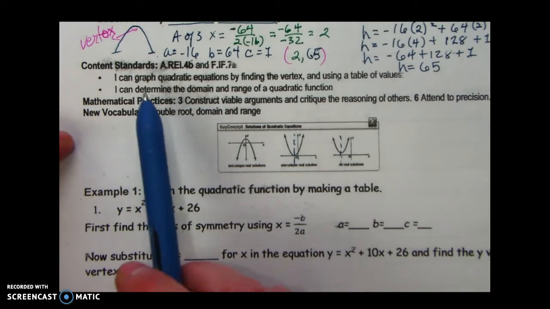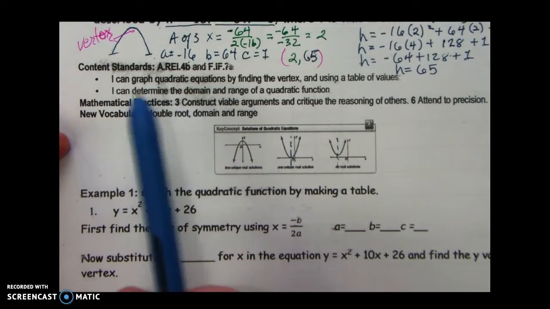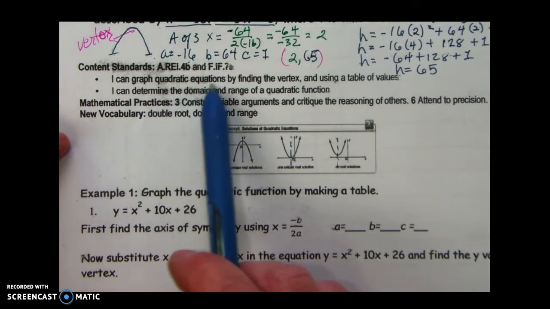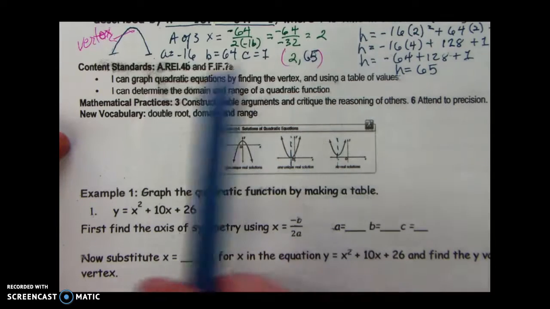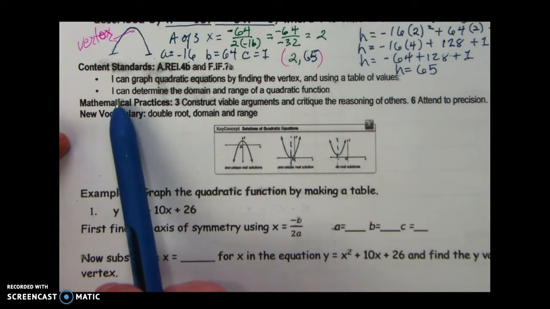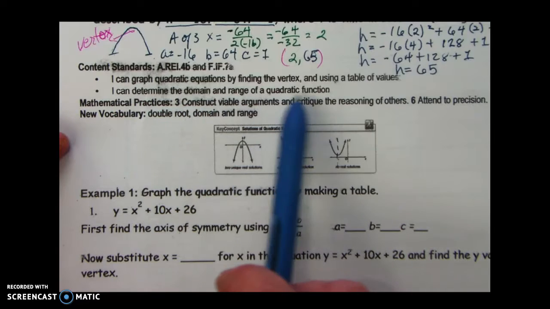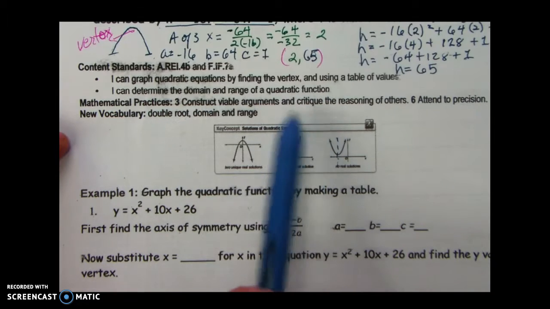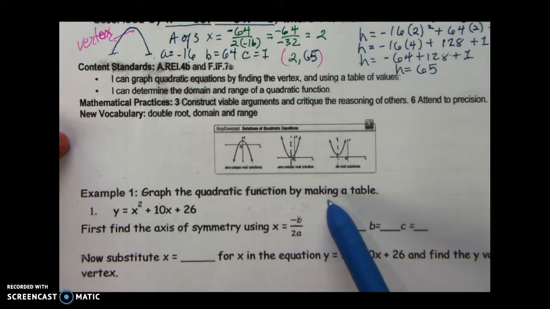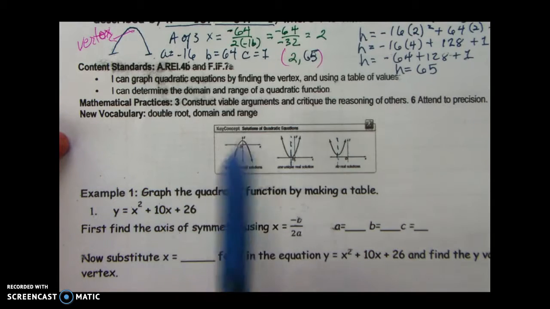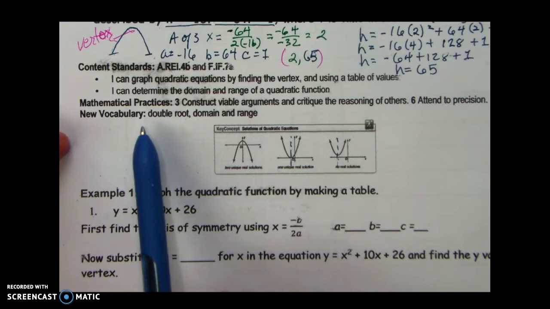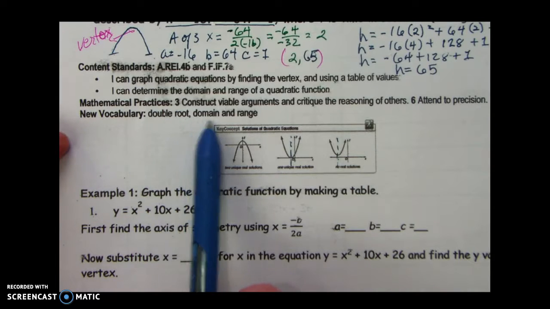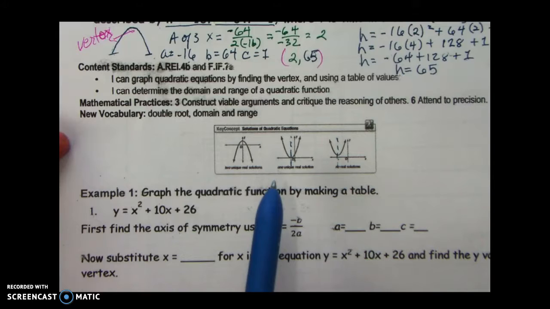Okay, I can statements. We want to make sure that you can say that I can graph quadratic equations by finding the vertex and using a table of values. And you want to be able to determine the domain and range of a quadratic function. Okay, those are our goals for this lesson. Our new vocabulary: double root, domain, and range.